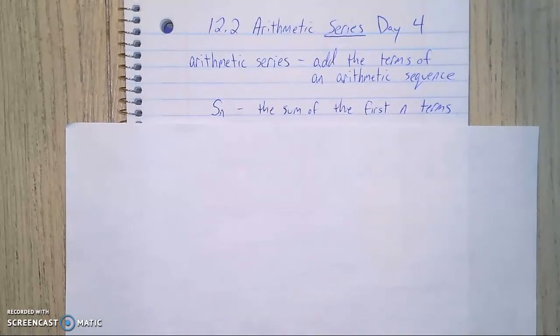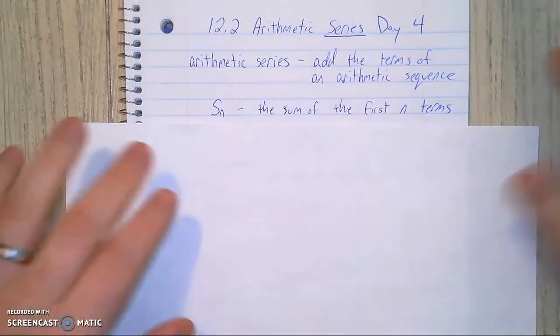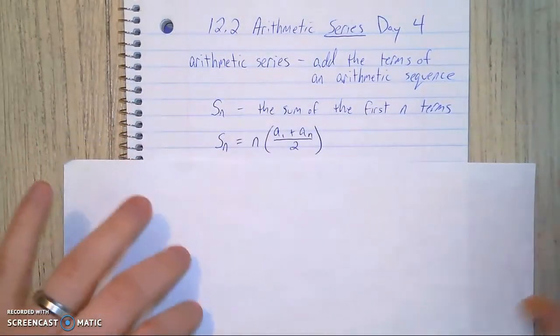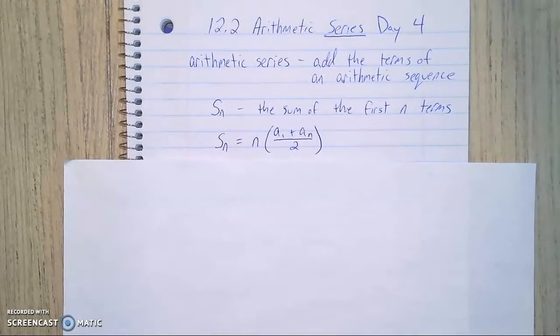There might be lots and lots of terms in a sequence, but maybe you only want to add up the first 5 of them. Then S sub 5 would be the sum of those first 5 terms. And in fact, there is a formula we use to do this. S sub n equals n times, in parentheses, A sub 1, the first term, plus A sub n, the nth term, whatever that last one is that you're interested in, and then all of that gets divided by 2. Then there's a times n in front of that.